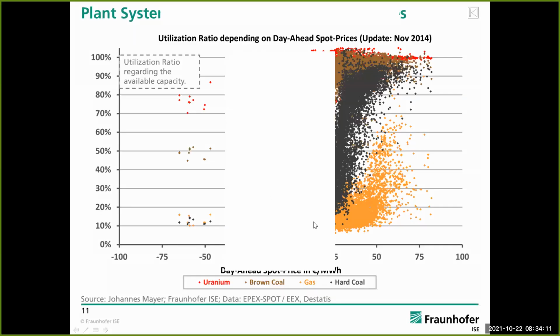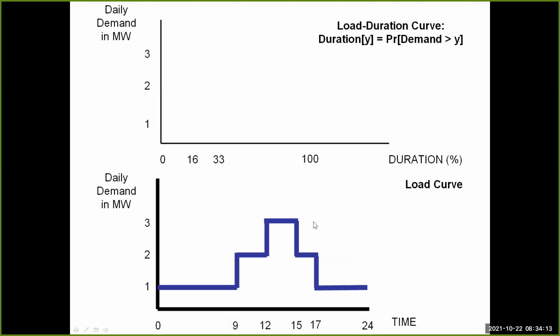So what we are going to make is something called a load duration curve. This is a little bit like a cumulative distribution function. It's just slightly different, but we'll see that they are very closely related. So what is a load duration curve? On the horizontal axis we have duration, and duration is basically the probability that demand is higher than the level on the y-axis.